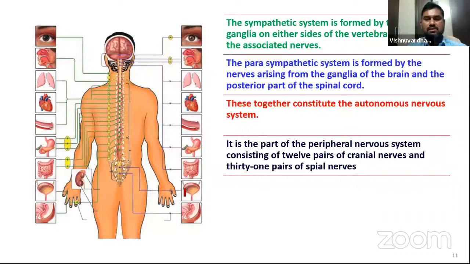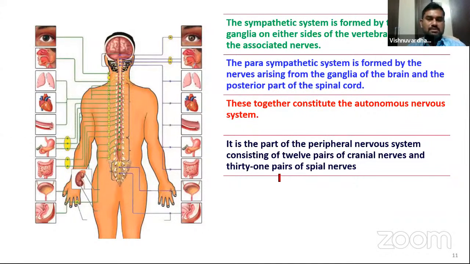These sympathetic and parasympathetic nervous systems both constitute the autonomous nervous system. Okay, the autonomous nervous system constitutes both sympathetic and parasympathetic. Both of these together are called the autonomous nervous system.